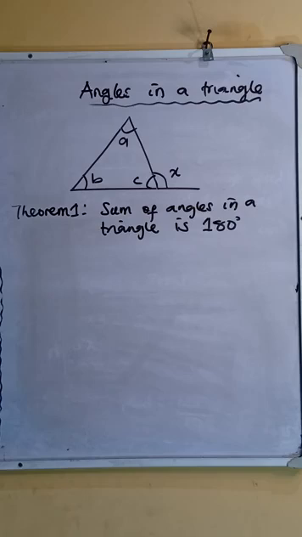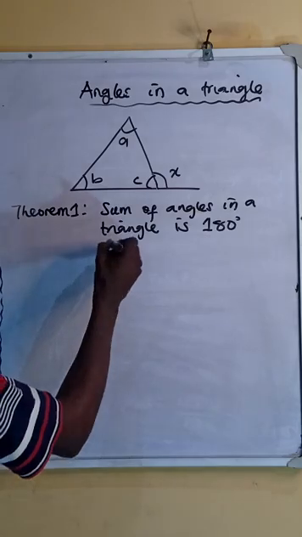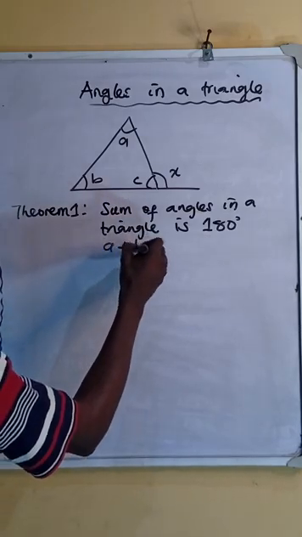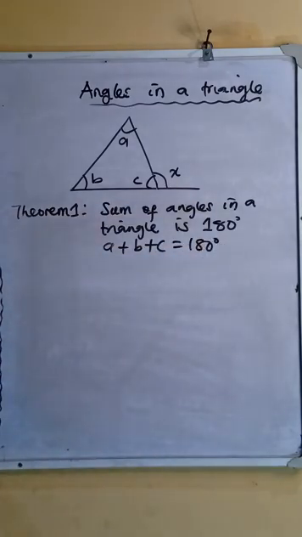That is to say, the angles inside a triangle are supplementary. Now, when it's the sum of angles in a triangle, here we are talking about the interior angles. So if you look at this, the interior angles of this triangle are A, B, and C. So according to this theorem, when you add up the interior angles of this triangle, you have 180 degrees.